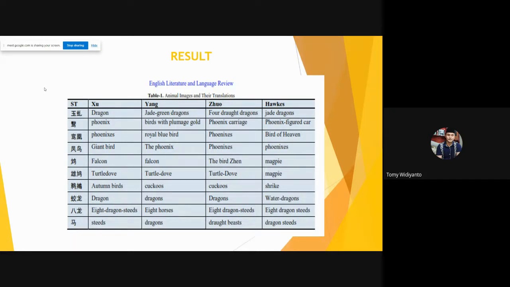And then from Zhu, the animal images are dragon, phoenix carriage, phoenixes, the present, turtle dove, cuckoos, dragon, eight dragon steed, and trophies. And then from Hawkes, the first is jet dragon, phoenix figure car, bird of heaven, phoenixes, magpie, and then shrike, for the dragons, a dragon steed, dragon steed.